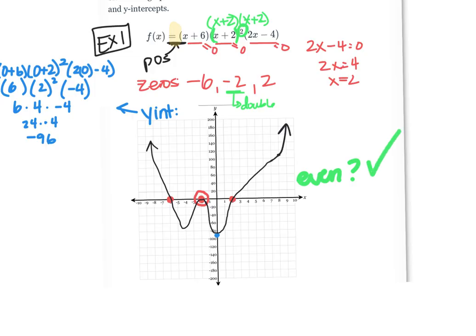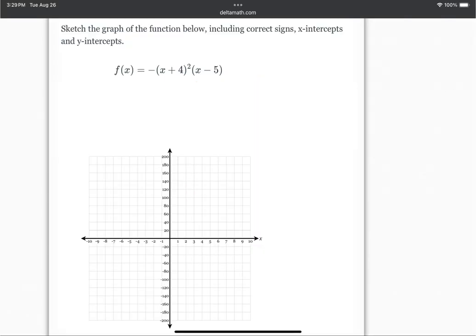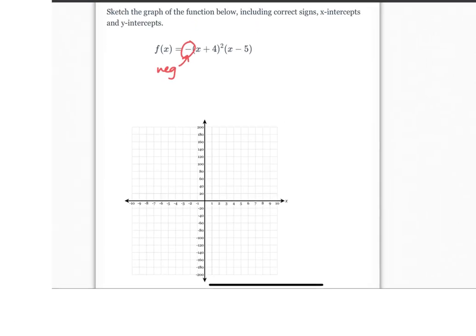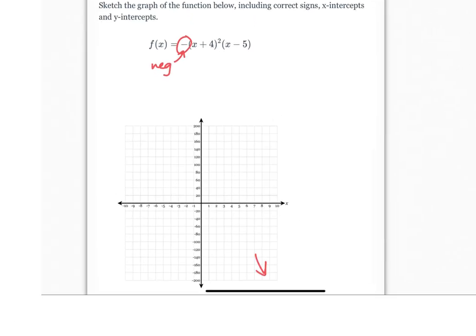All right, let's do one more quick example. We're going to walk through this one pretty quickly. We're going to start in the same place that we did the last time. We're going to identify that this is a negative graph, because I notice this negative coefficient in the front. That means I'm going to have a down arrow on the right side. Then I'm going to identify my roots or zeros. I see that I've got one at negative 4, which happens to be a double, and I have another one at positive 5.